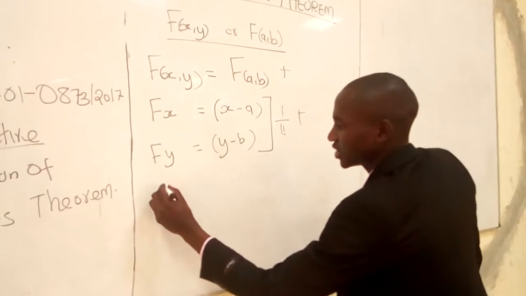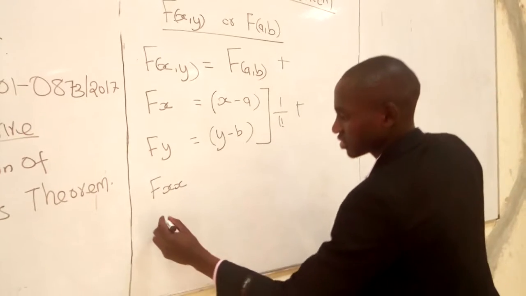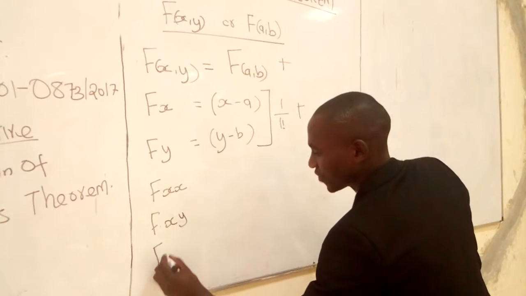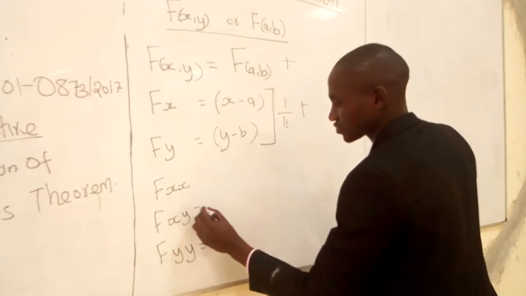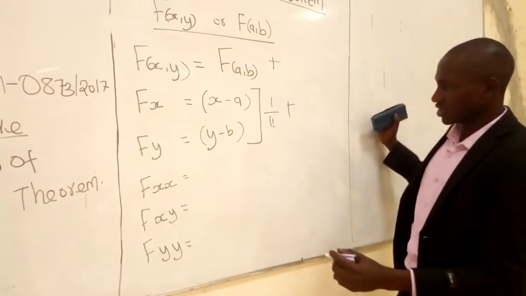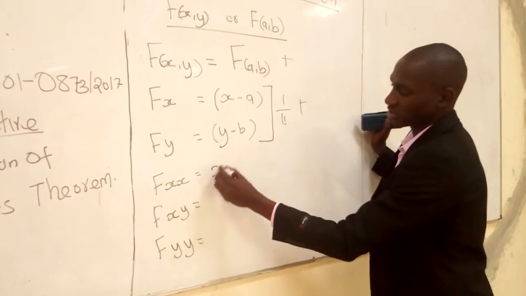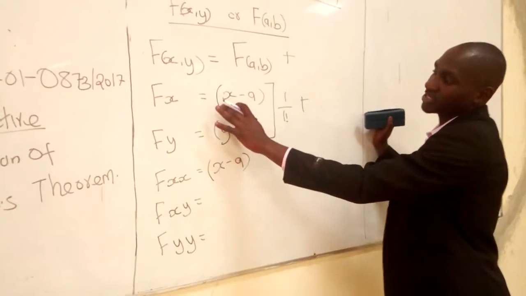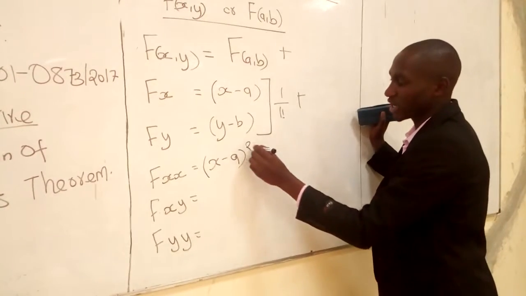Then we move to the next one, which is a function of x and x, a function of x and y, and a function of y and y. I think it is visible for all of us. So let us see what this one will be. This one will be x minus a, but we have two x's, so it will be x minus a squared.